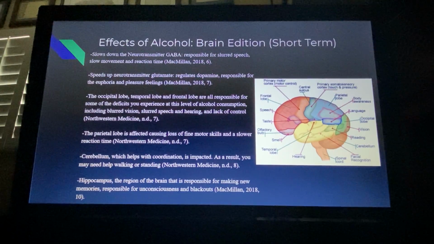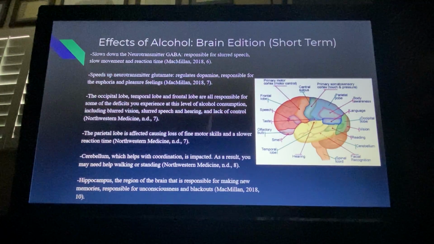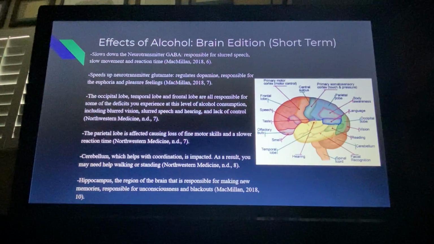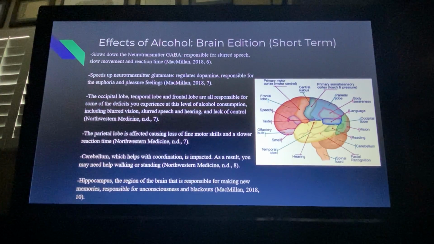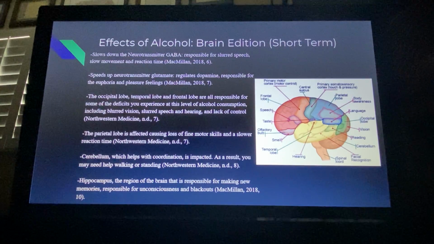Okay, so effects of alcohol on brain and addiction. These are the short-term brain effects. It slows down the neurotransmitter GABA, which is responsible for the slurred speech, slow movement, and reaction time that you would see in someone who is under the influence. In addition, it also speeds up the neurotransmitter glutamate, which is responsible for regulating dopamine, and this is what causes the euphoria or pleasure feelings that you get when you consume alcohol.